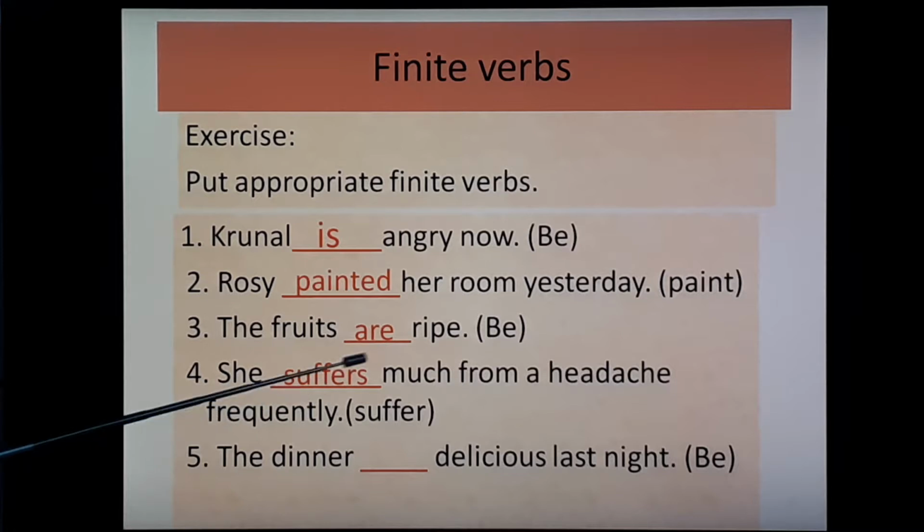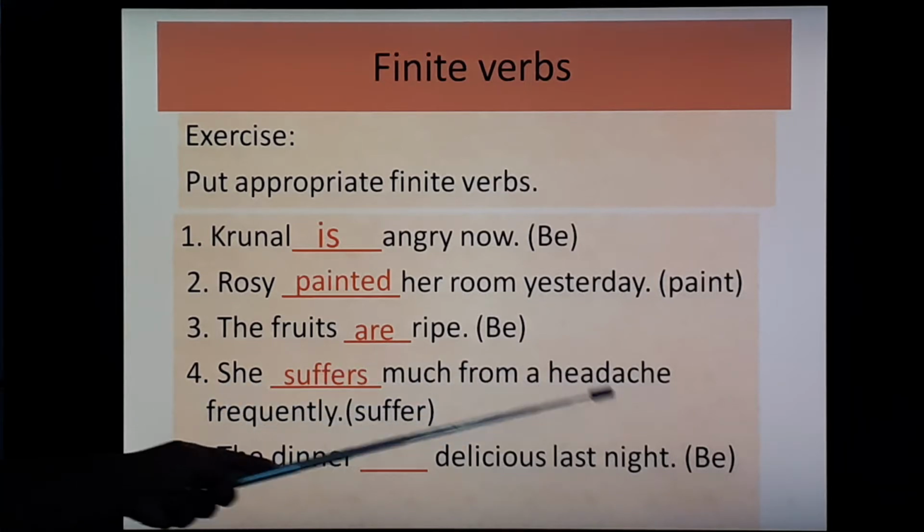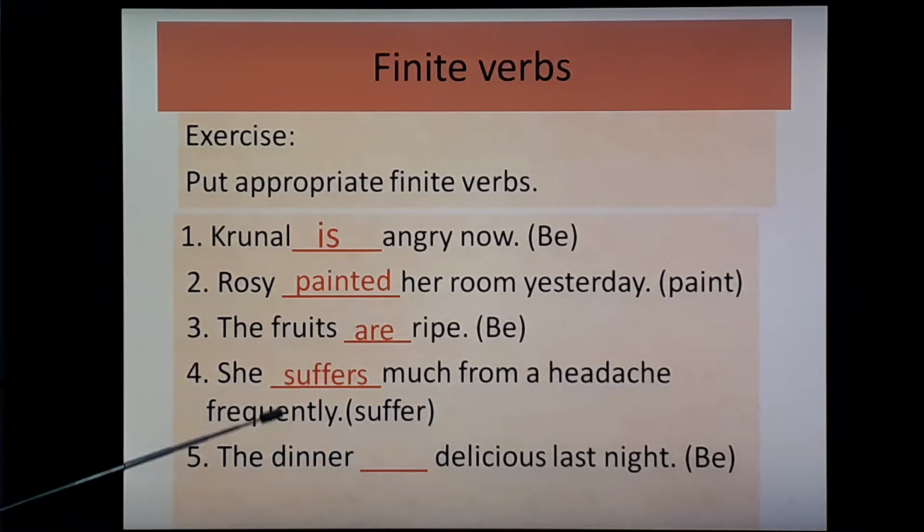She suffers much from a headache frequently. Frequently is related to present tense. That is why in the bracket suffer is given and here suffers is mentioned. Why? Because she is related to third person singular. That is why S is added: suffers.